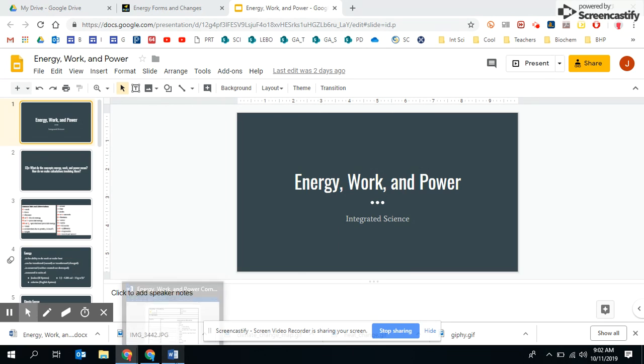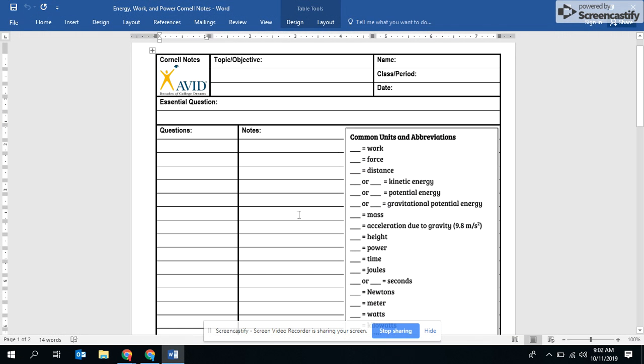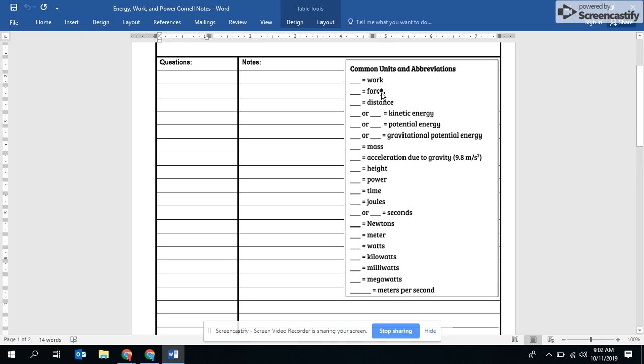But what you should be doing is putting that green assignment away and making sure that you have the Cornell notes that look like this. So it looks like a regular Cornell note sheet, but it has all of these abbreviations on here.